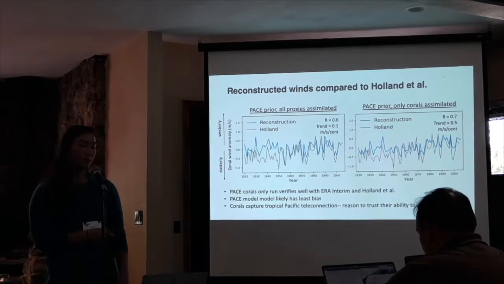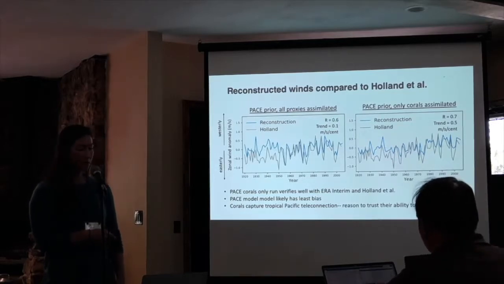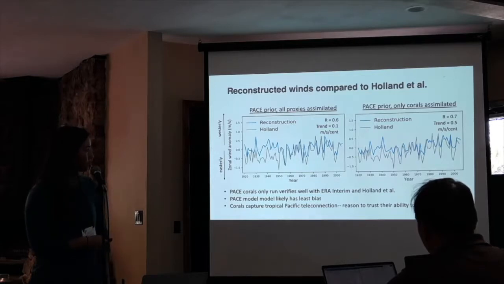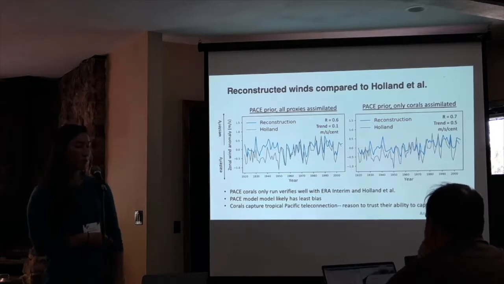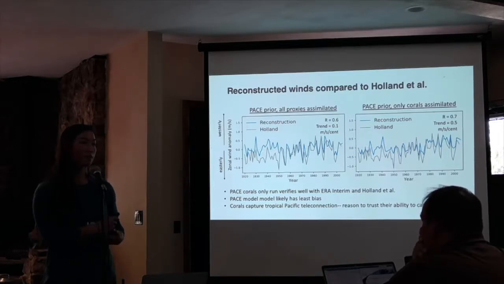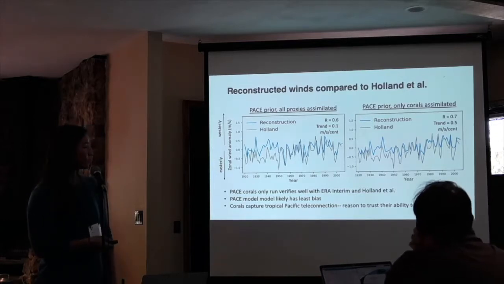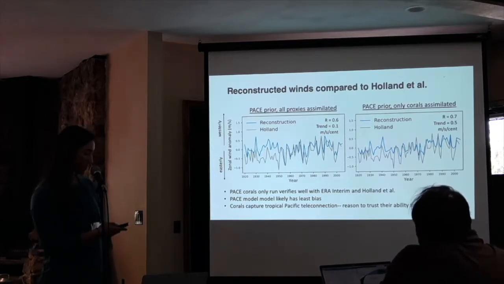But we do have reason to believe that this PACE corals only run could be the best estimate. It verifies well with both the ERA interim and with the Holland work. The PACE model is tuned to tropical Pacific SSTs, instrumental SSTs, which eliminates a lot of biases that a lot of other climate models have in the tropical Pacific and in the Amundsen Sea. There's reason to trust that model. And we know that there's a strong teleconnection between tropical Pacific and the Amundsen Sea climate, which is a reason to trust that the corals are capturing Amundsen Sea activity.